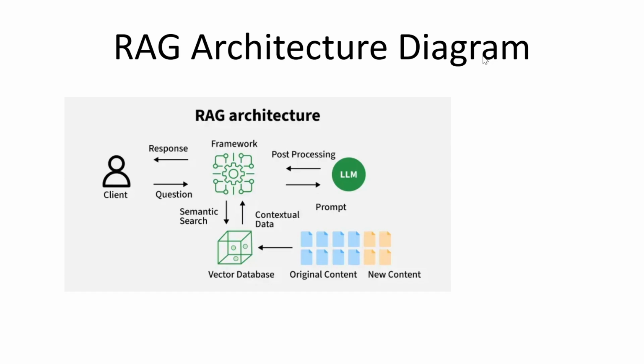Suppose a client sends a question, then the framework performs semantic search in the vector database. In the vector database, data is already stored in numerical form. Then the contextual data is sent to the LLM. The framework sends it to the LLM with the help of prompting, and after prompting, it is given back to the framework for post-processing, and then the final response is the answer to the query.